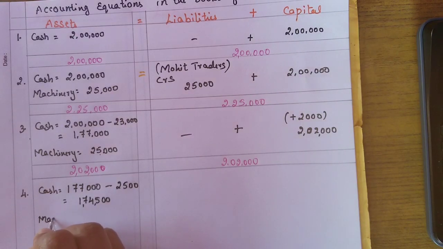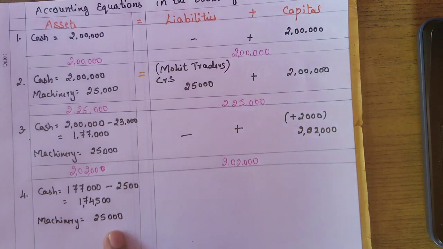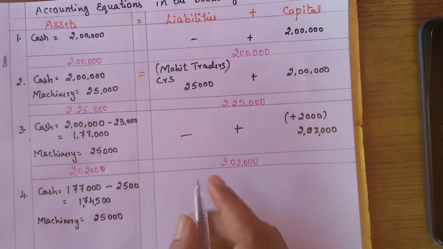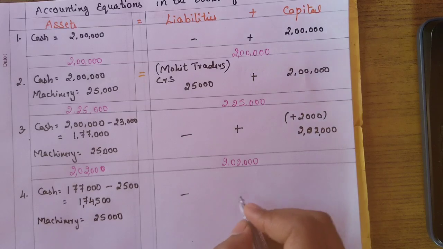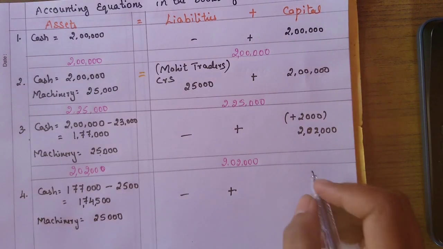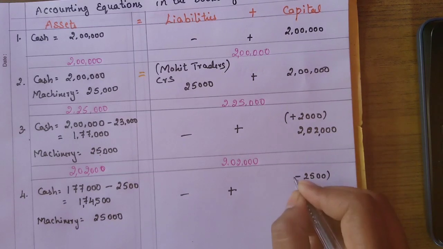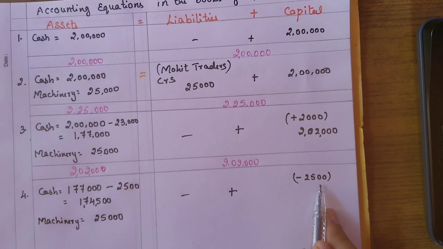And here machinery will not have any effect on that machinery fixed asset. So it will be written the same, 25,000. Okay. And coming to liabilities, there is no liability. And since we are paying for repair charges, obviously it is an expense. So that will affect the capital. So we have to minus.